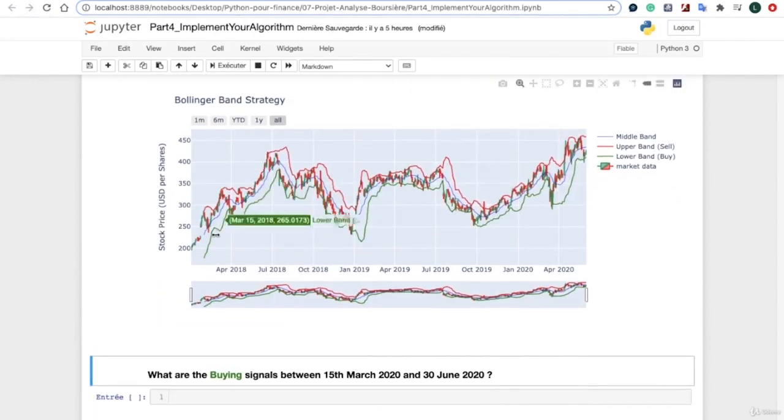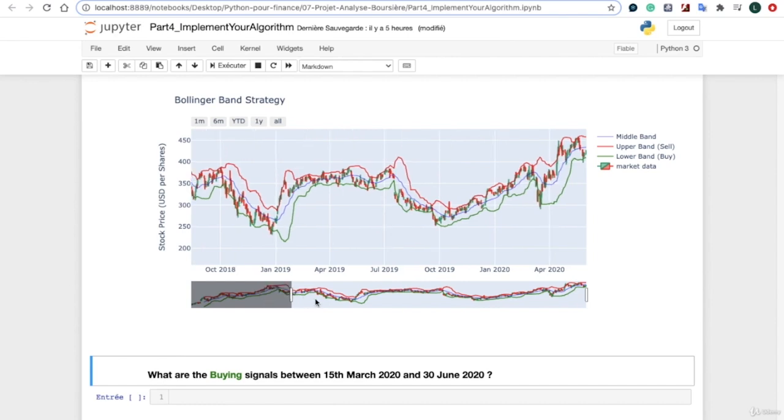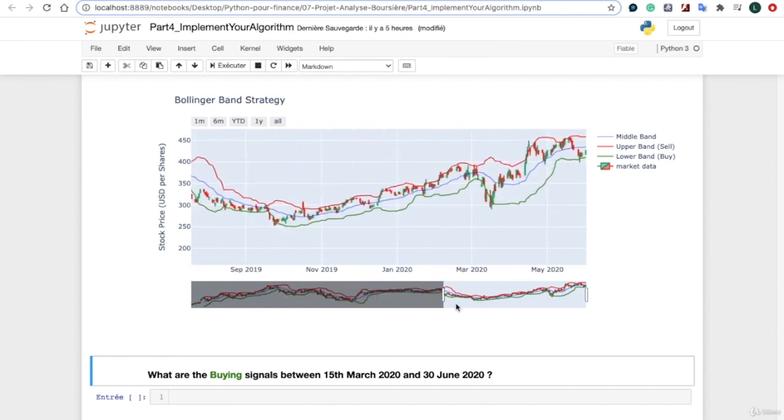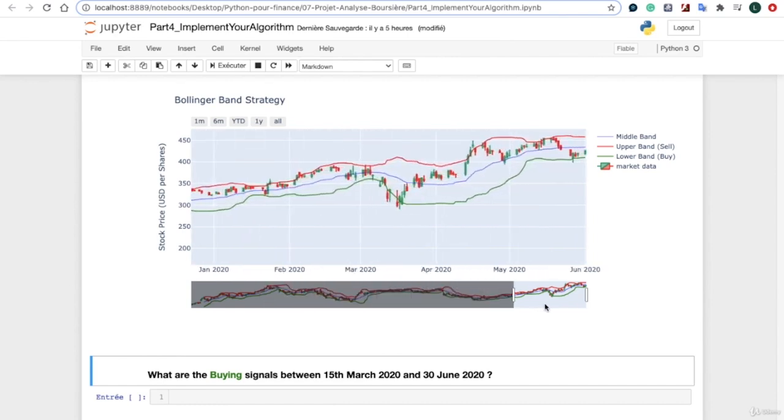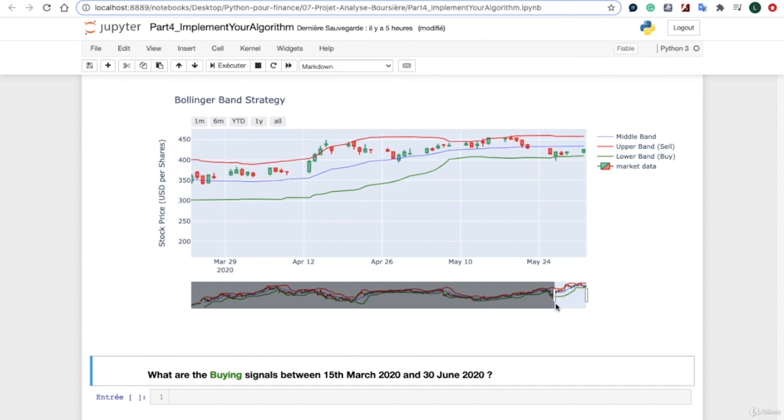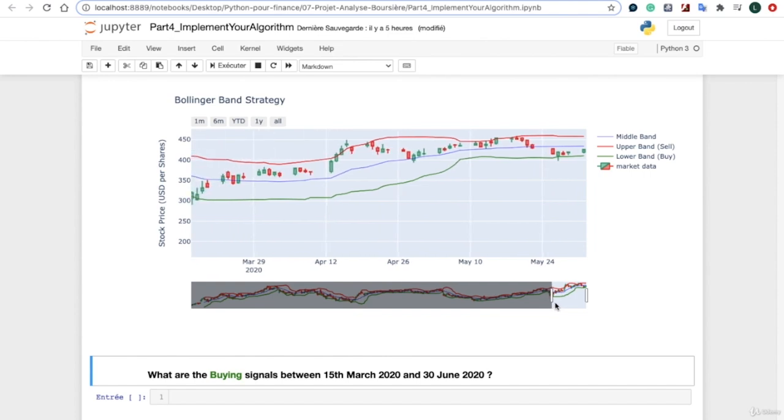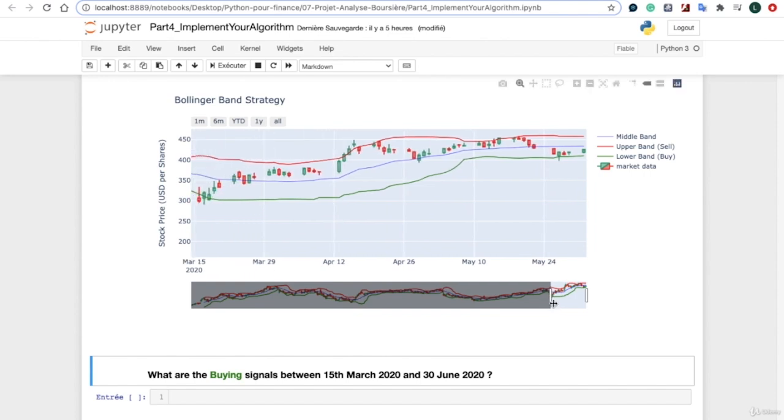as you can see, everything is all right. And now, in order to answer the final question, we are going to focus on the period between the 15th of March 2020 and the 13th of June. And what are the buying signals? The buying signals are on the 15th of March and on the 27th of May.